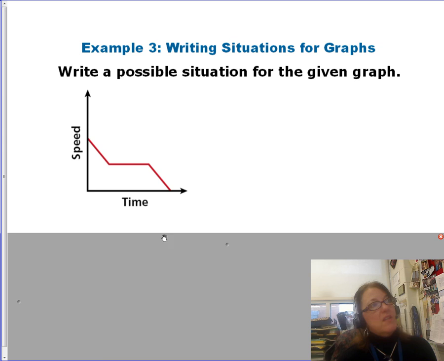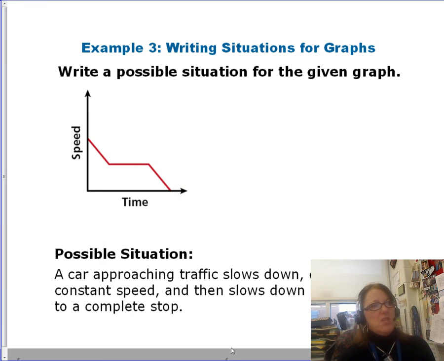Here are some good ones. Let's see if you can write a situation possibly for this one. Take a look at it. Pause the video for a second. All right, did you come up with something? Time went on. The speed was decreasing to a point. It was still going. It was steady, and then it slowed down again till it was nothing. Here's a possible situation. A car starts approaching some traffic and slows down, drives at a constant speed, and then slows down till it comes to a stop. Maybe you have one that's similar to that.